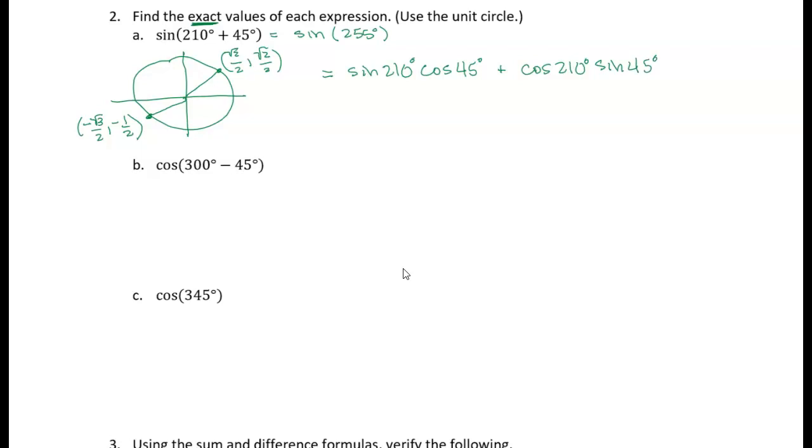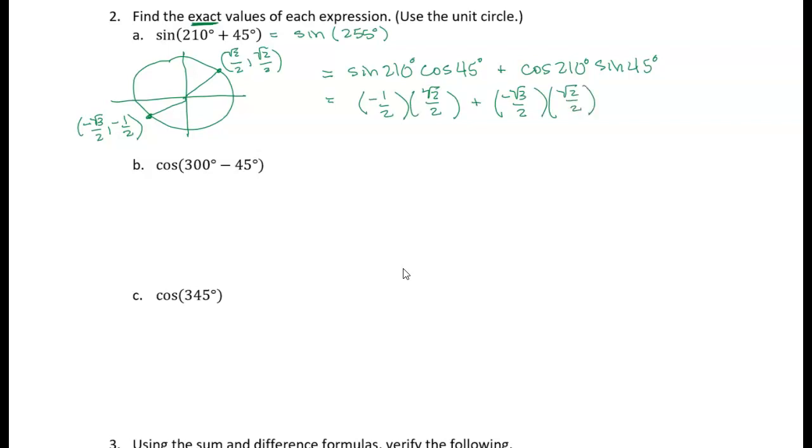All right, so we're going to plug in the values. The sine of 210, okay, that's going to be the y-coordinate, so minus 1/2. Cosine of 45 degrees, square root 2 over 2, plus cosine of 210, right? That's a negative square root 3 over 2, times square root 2 over 2.